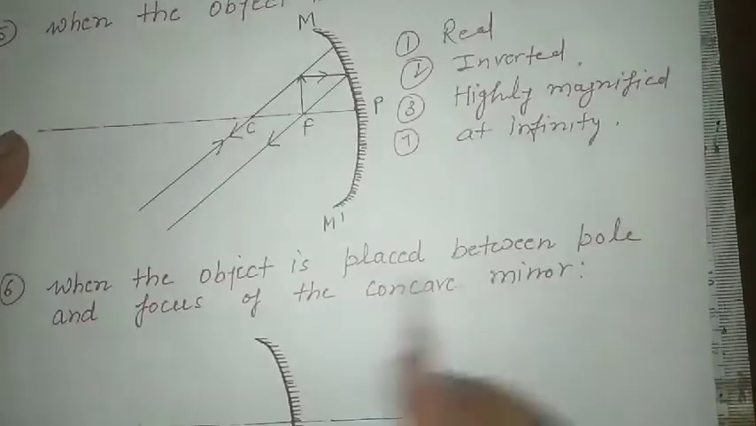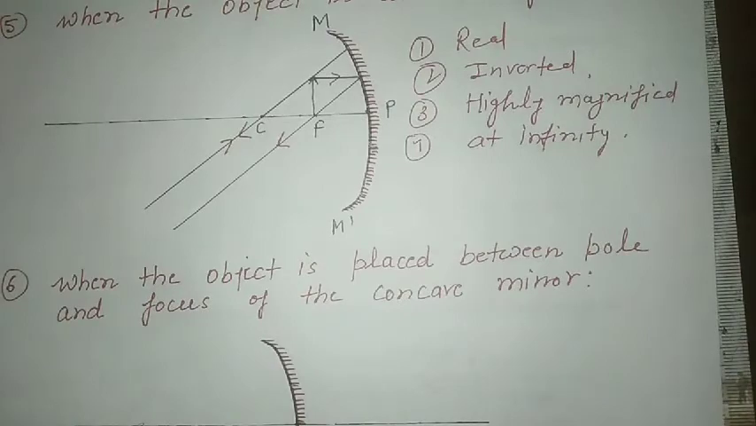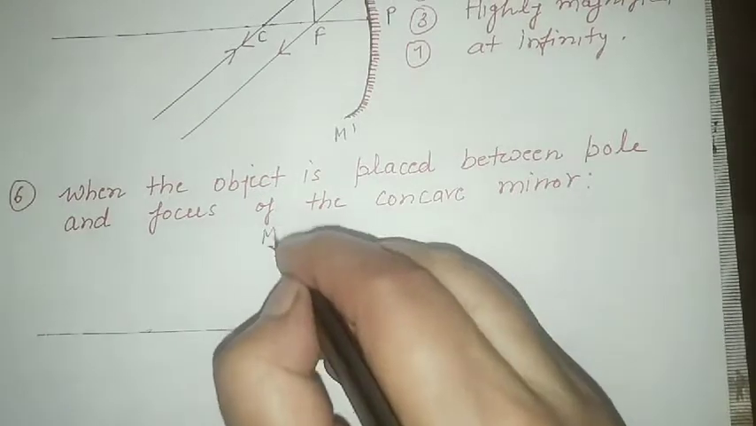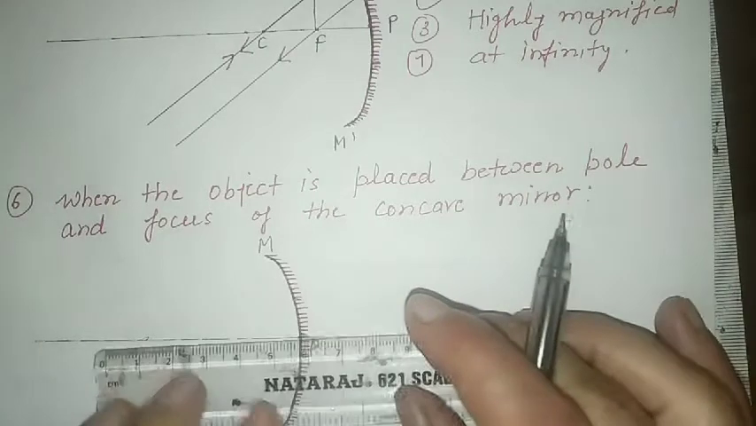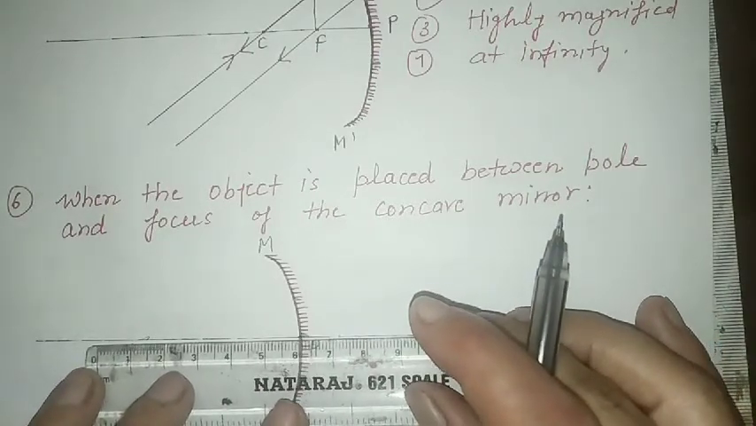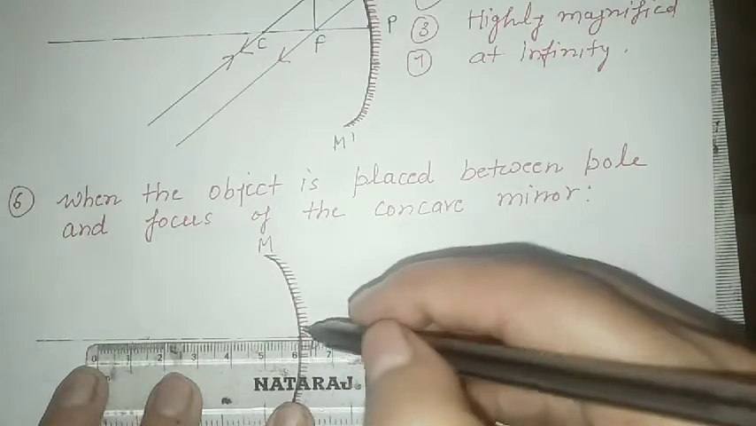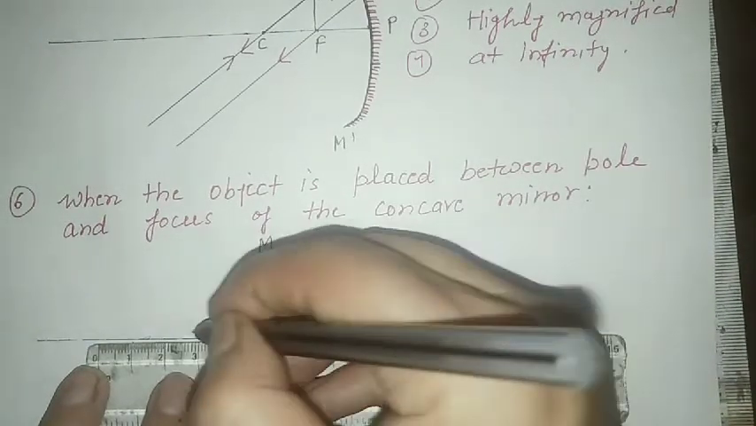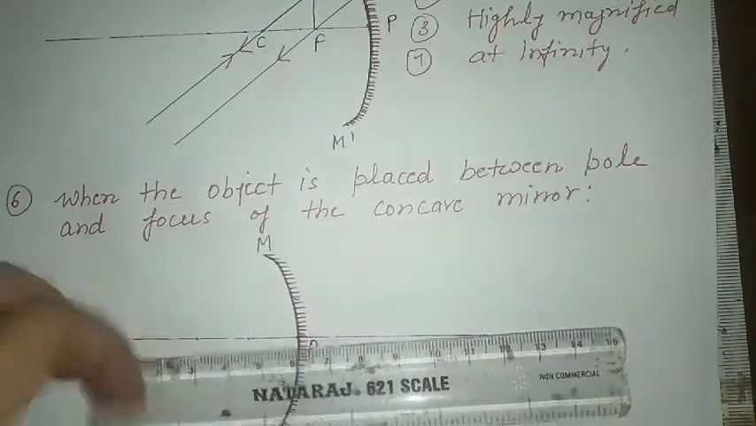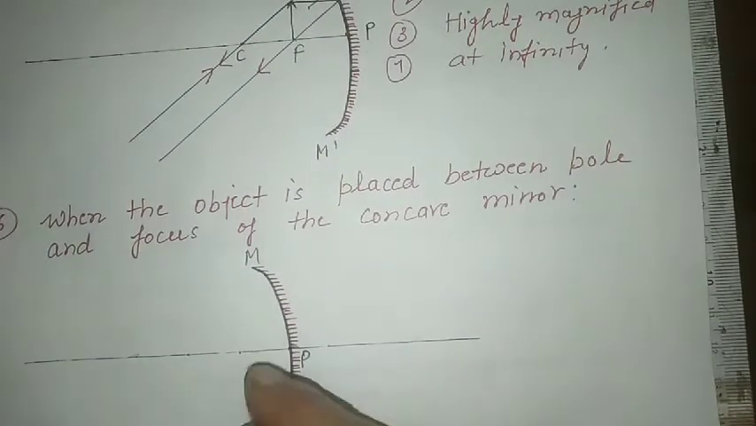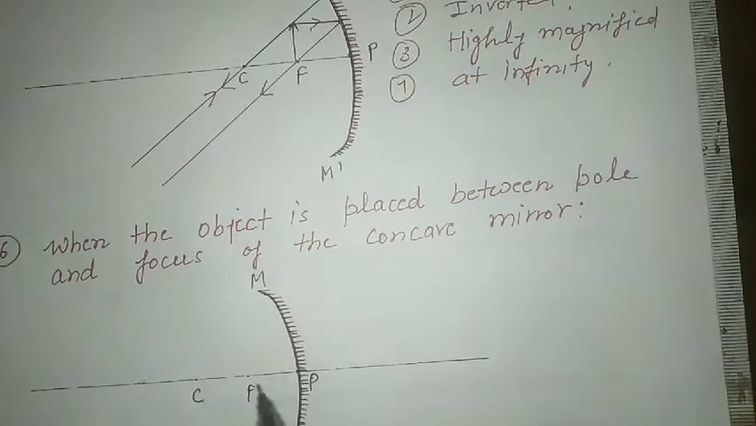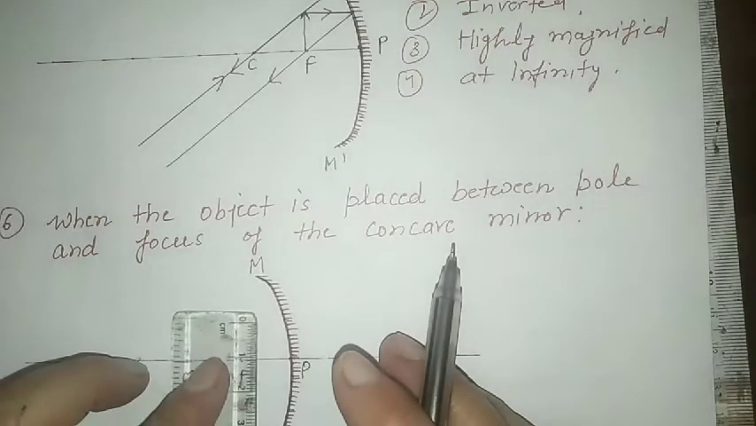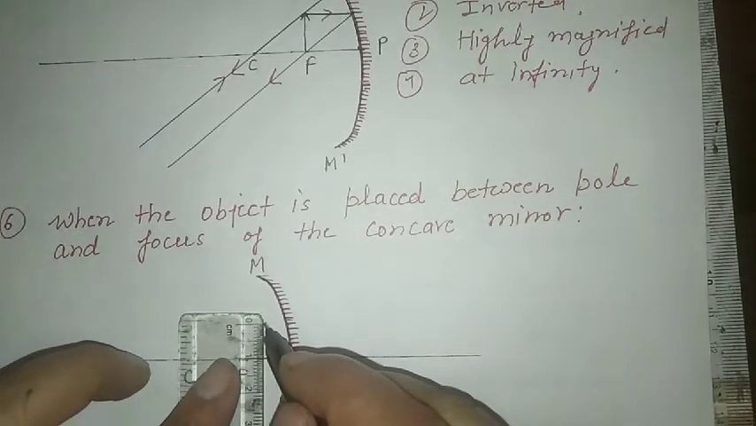Now the next case, when the object is placed between the pole and the focus of the concave mirror. So this is P here, again M, M dash. Again we have to mark here. Again I am taking, you set your scale whatever you want, but see that the scale should be convenient so that we can draw the figure. Here is F and this is C. Now the object is placed between the pole and the focus. So here the image is this one.